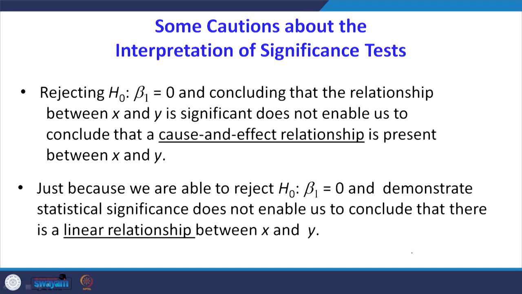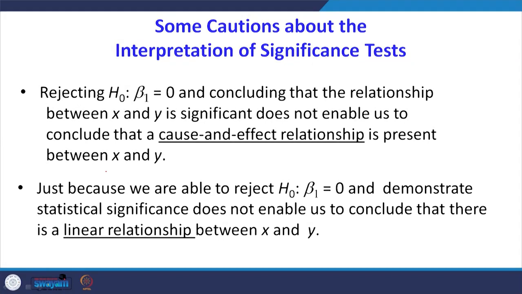Some cautions about the interpretation of significance tests are very important. Rejecting H naught, beta 1 equal to 0, and concluding that the relationship between x and y is significant does not enable us to conclude that there is a cause and effect relationship between x and y. Just because there is a correlation, we cannot say there is a cause and effect relationship. Likewise, being able to reject H naught and demonstrate statistical significance does not enable us to conclude that there is a linear relation between x and y.